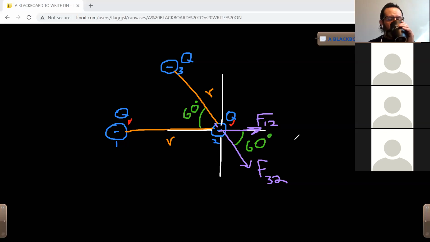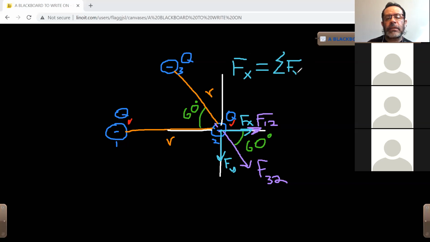Okay. Now we want to find the total force that's being exerted here. So the total force is going to be given by two components. It's going to have an X component, and it's also going to have a Y component, and I need to find those. Now the X component is going to be the sum of all of the forces that are acting along the X-axis. Can somebody tell me what are the forces that are acting along the X-axis, please?